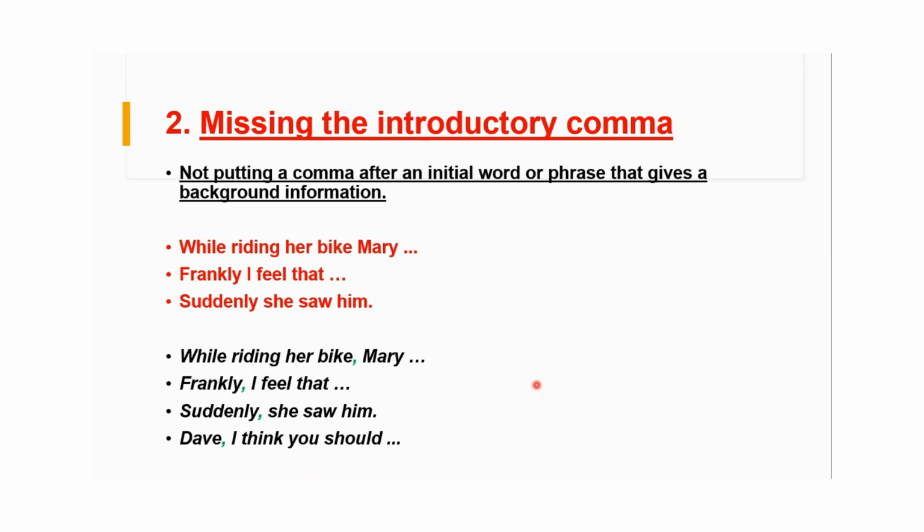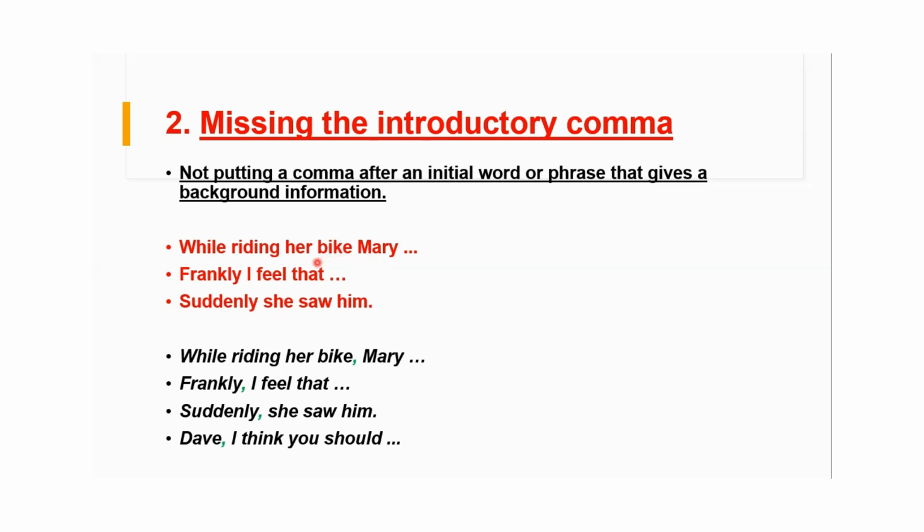Sometimes we explain a background and give background information before we actually write or say what we want to say. In this example, for instance, "while riding her bike, Mary..." Now, I've not told you the major thing I want to say. Maybe Mary fell down, but I've not said that. I just gave you background information so that you understand where she fell down or how she fell down. That's why I started with "while riding her bike."